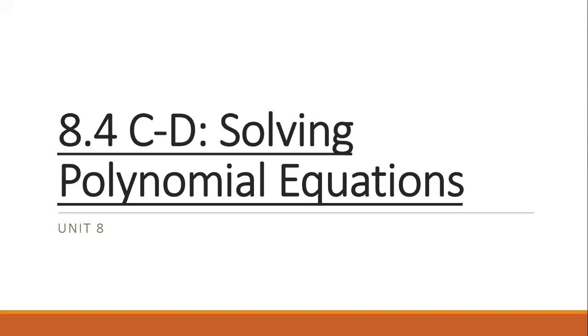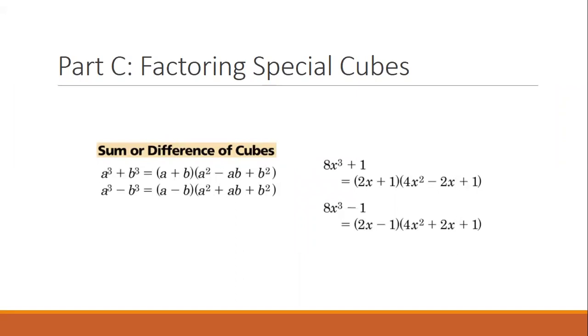All right, so we're doing 8.4 C through D, solving polynomial equations. What C through D is focusing on is our special cubes, factoring our special cubic polynomials. So part C, we are gonna talk about the sum or difference of cubes formula.